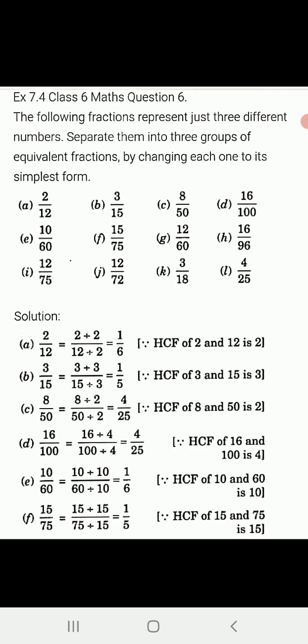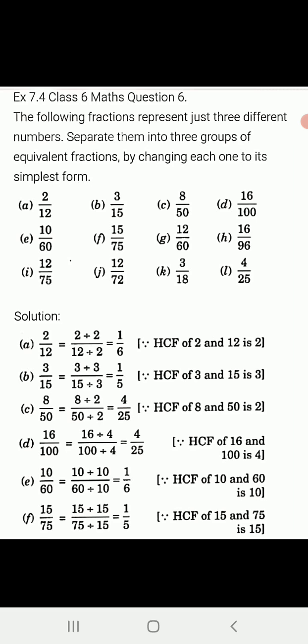So now you can see from the first 4, the fractions are 1 by 6, 1 by 5 and 4 by 25. So these three are the answers which we are going to get for all the fractions. Let us see question number E, 10 by 60. Both can be divided using the 10 table. So 10 divided by 10 is 1, 60 divided by 10 is 6. You get 1 by 6.